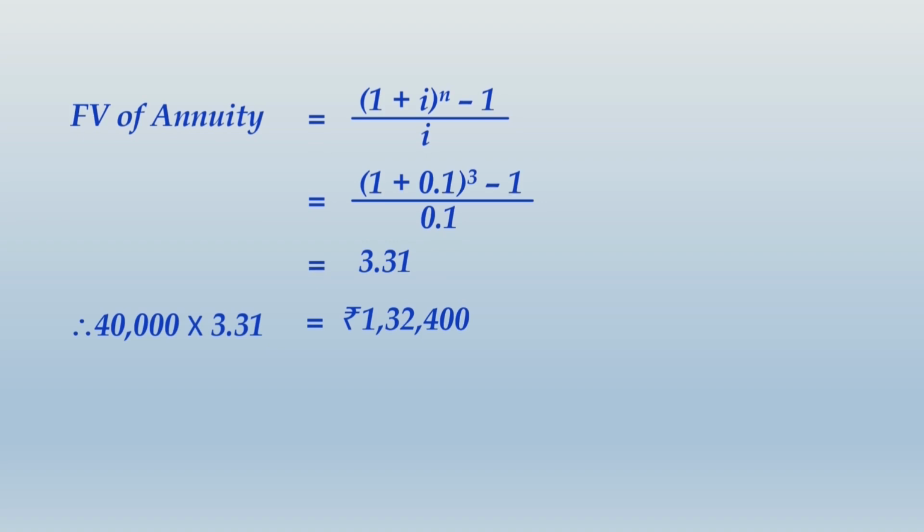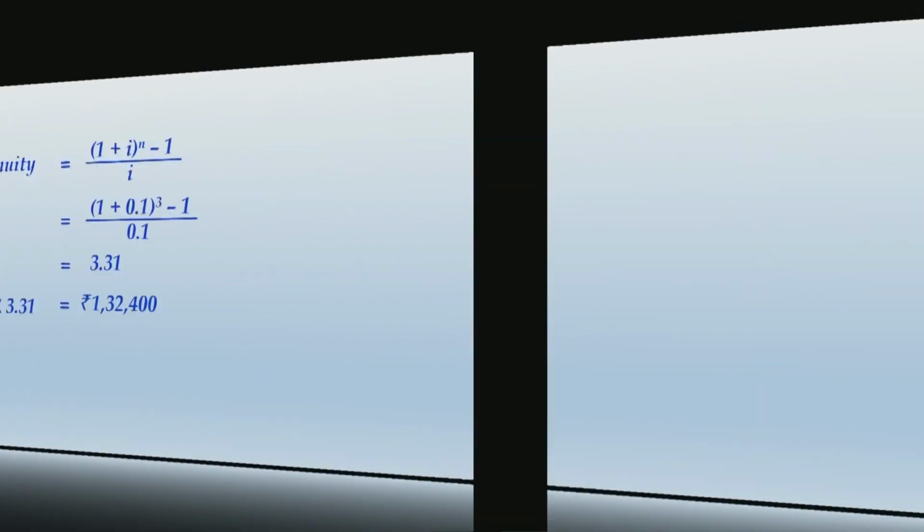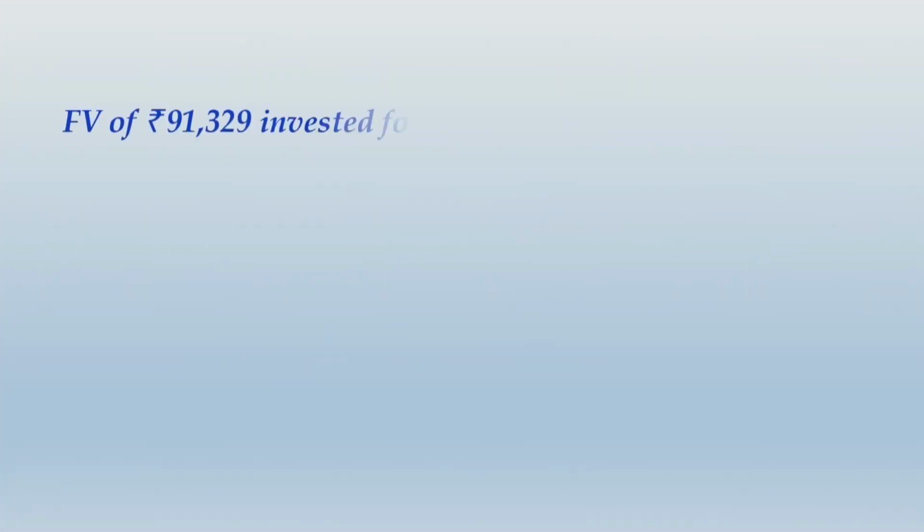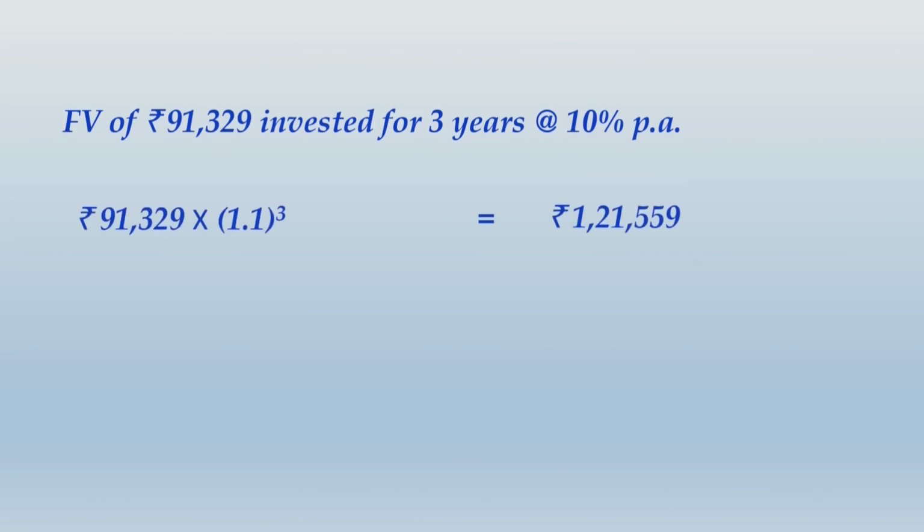If your discounting rate is 10% per annum, means your expected rate of return is 10% per annum, what you could have done, you could have simply invested rupees 91,329 for 3 years at 10% per annum, applying the annual compounding for 3 years. The compounded value or the maturity value will be 91,329 into 1.1 raised to 3. The future value of today's 91,329 after 3 years, in that case would accumulate to 1,21,559.